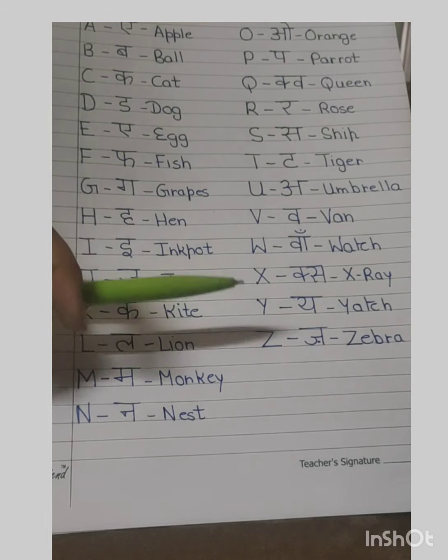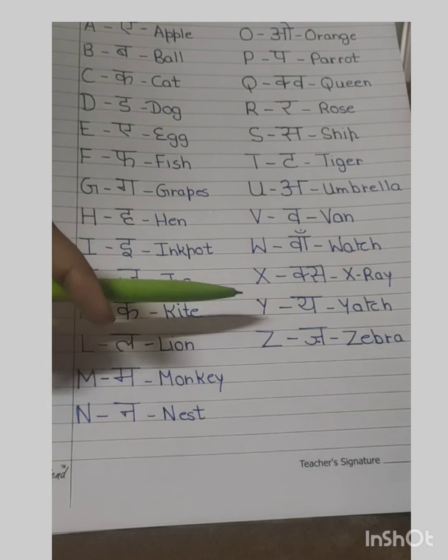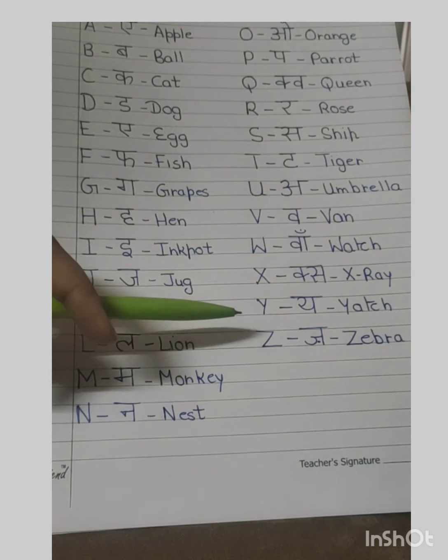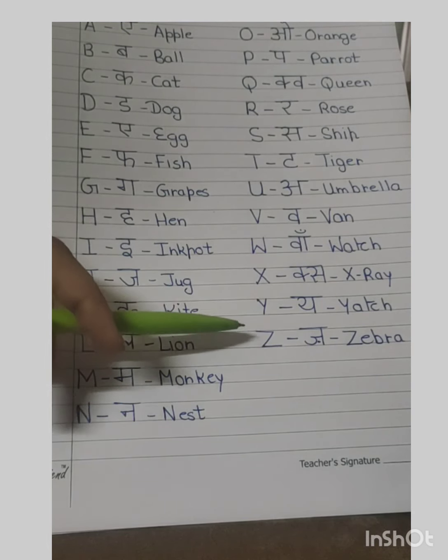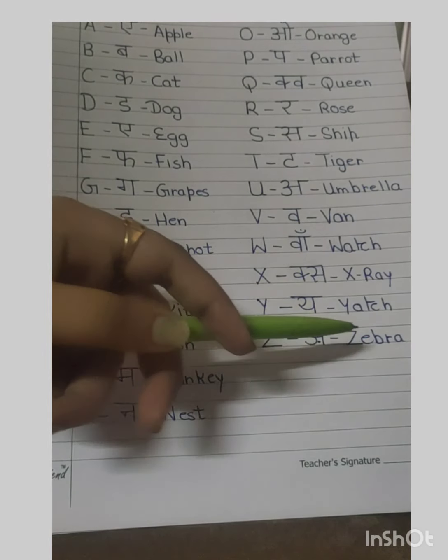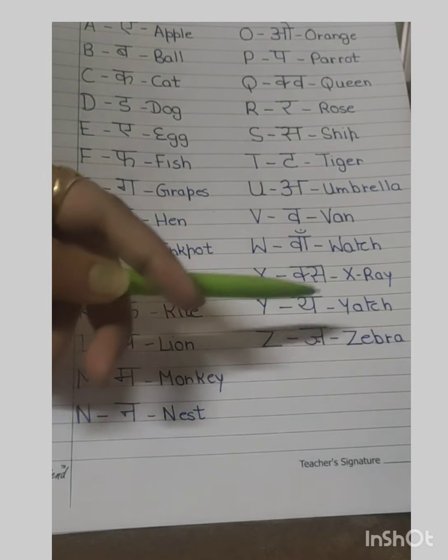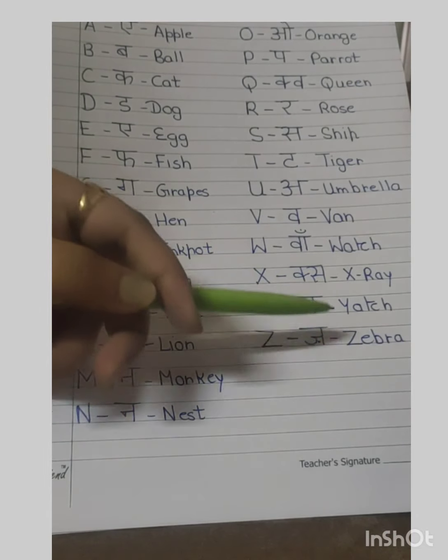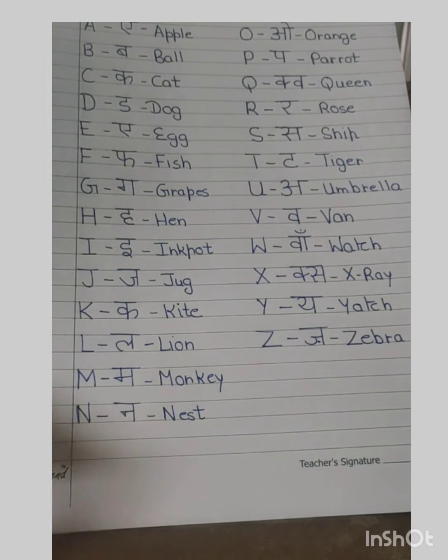And the last is Z. Yes, you heard it right. It's Z, not zee. Now it's pronounced as Z. So Z, Z, zebra. Z, Z, zero. Z, Z, zoo.